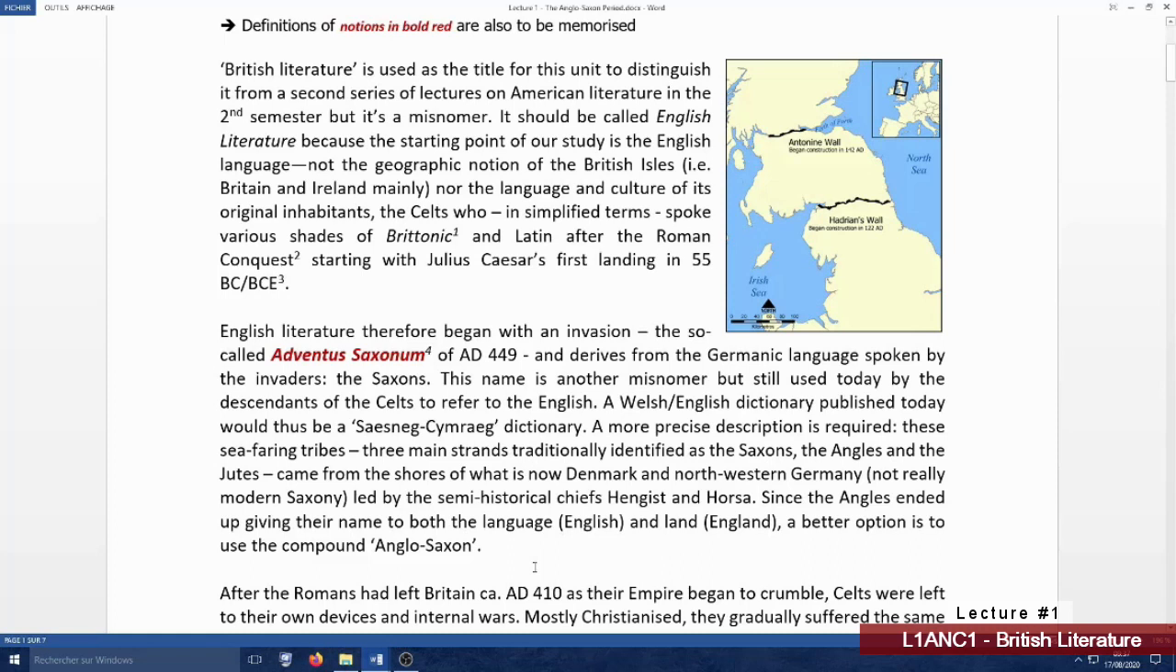These invaders were 3 main strands. They were traditionally identified as the Saxons, the Angles, and the Jutes. They were seafaring tribes coming from the shores of what is now Denmark and northwestern Germany. So you see, not really modern Saxony. They were led by semi-historical figures, the chiefs Hengist and Horsa. But since the Angles ended up giving their name to the language, English, and the land, England, a better option is to use the compound Anglo-Saxon. And this is what we are doing here today. This is the Anglo-Saxon period.